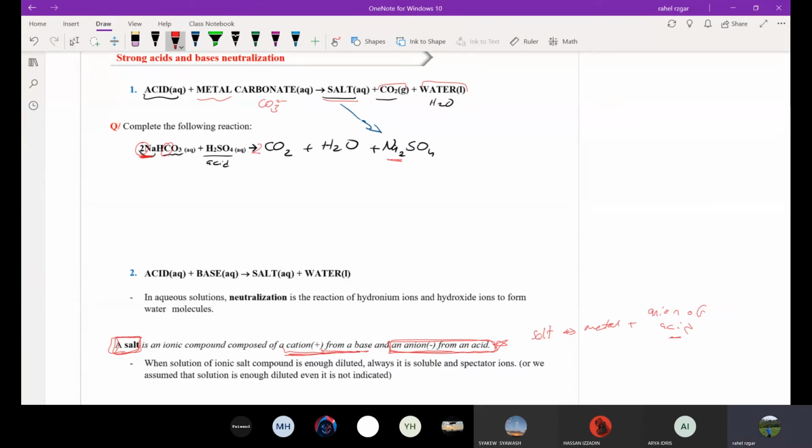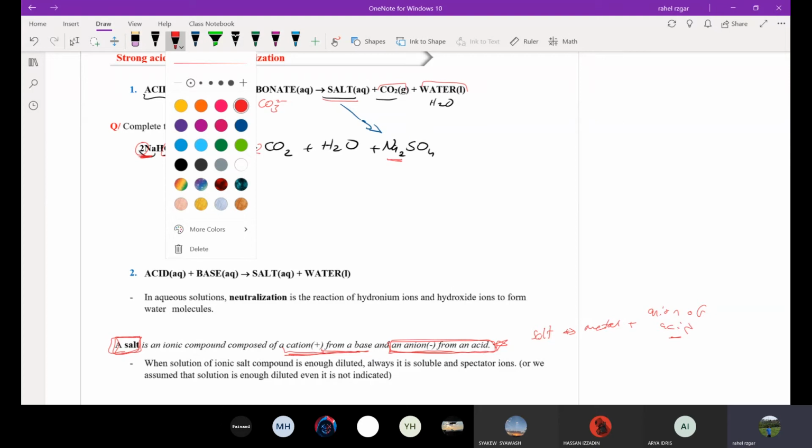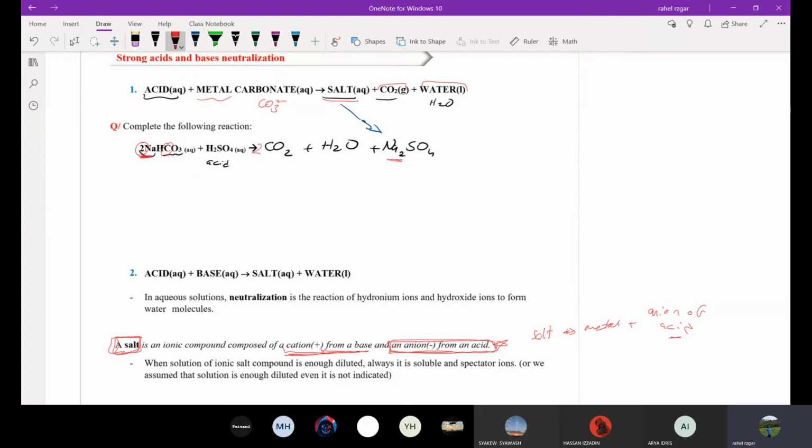So add 2 here. How many SO4 do you have? 1 SO4. How many SO4 here? 1 SO4. So the SO4s are balanced. What else? How many hydrogens do you have? 2 times everyone. Let me remind you something about balancing: always leave hydrogen and oxygen to the last.